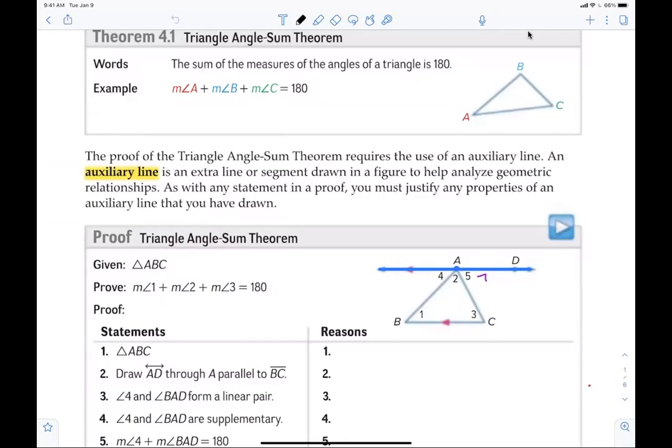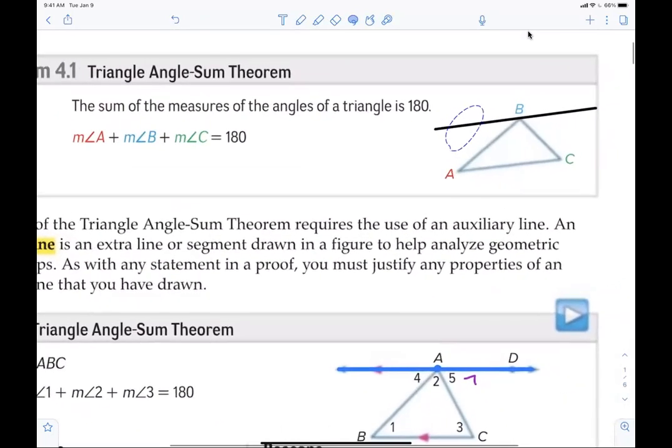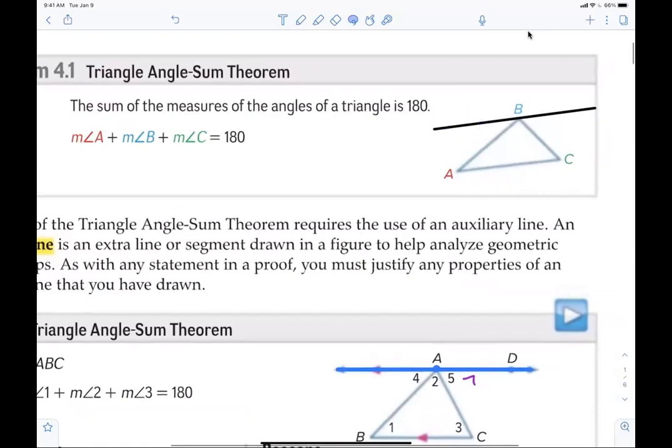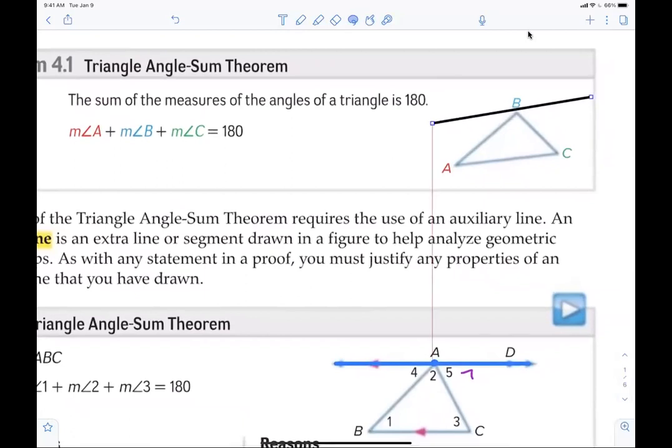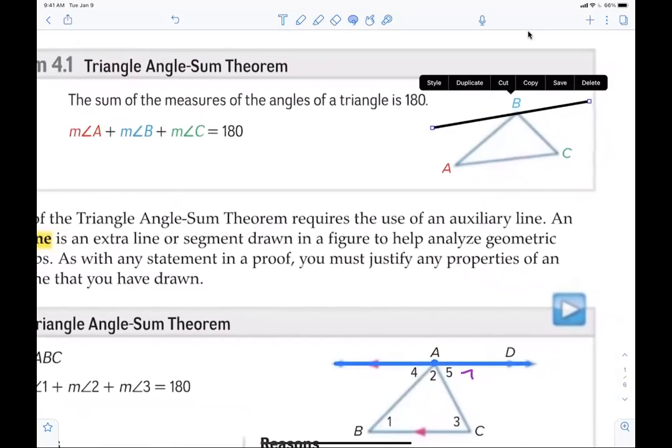Now, what is in fact going to be the auxiliary line? The auxiliary line is just going to be something parallel to AC that goes through B. That's kind of what you're going to draw. Now, once I draw that, does anybody want to try to tell me what you're thinking as far as how I can prove that the sum of the interior angles of a triangle add up to 180 degrees?